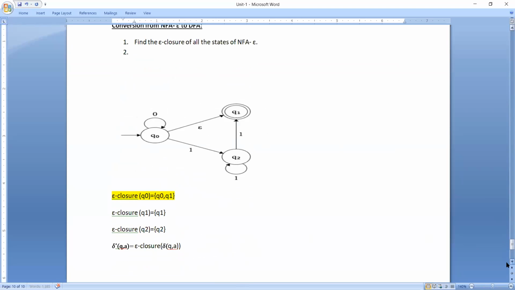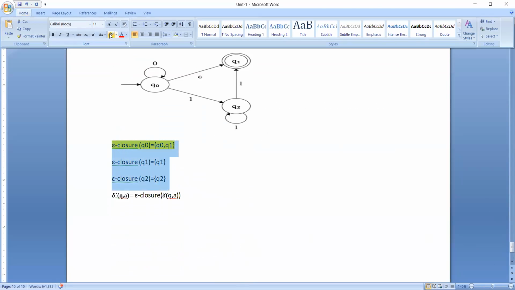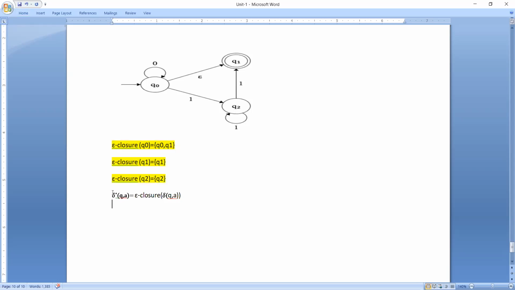Now we have found the epsilon closure of all the states of our NFA epsilon. Now we need to find the transitions for this. How do we do that? This is the formula we have to follow: delta dash of q comma a will be epsilon closure of delta of q comma a. Please have a look at this. Let me copy this, Control C.